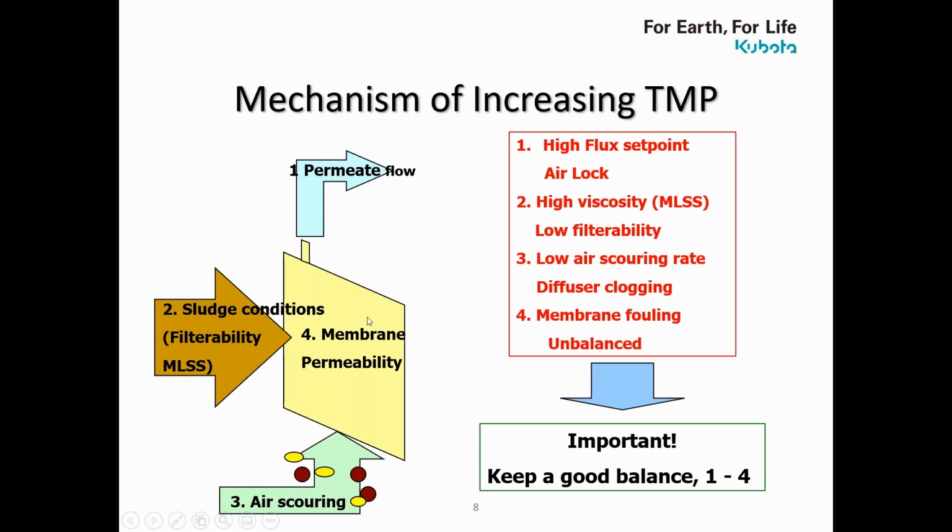So this is just the schematic. The sludge can be a cause of higher TMP. A lot more permeate flow can cause it. Any airlocks can cause it. Actual membrane fouling will, of course, cause the TMP increase. If you lose the air, definitely you will have TMP increase. So it's good to keep all these four conditions balanced.